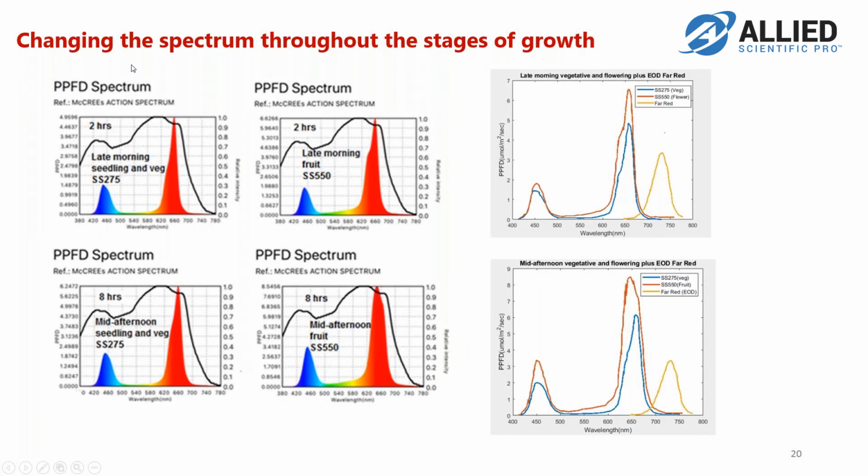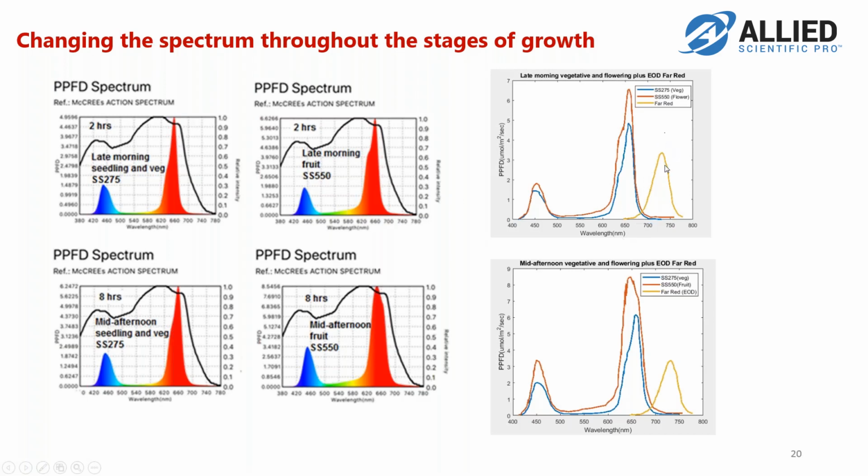Also, you need different spectrum for different seasons. During the vegetative seasons, you cannot afford to shine too much light on the young plant because it could potentially burn it. But when it gets into flowering season, you need to put more light. So here, for example, late morning seedling and vegetative state, we use the lower power SS275, but in the flowering stage, fruiting stage, we use more powerful SS550.